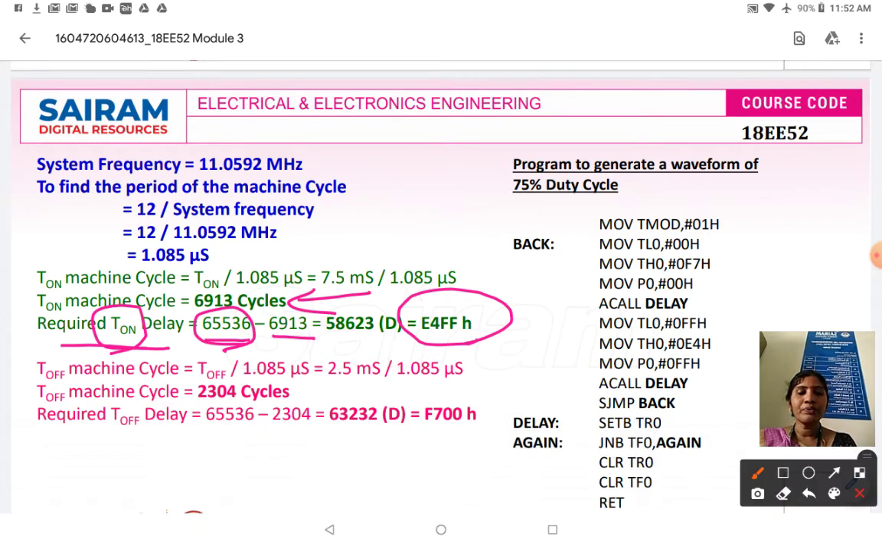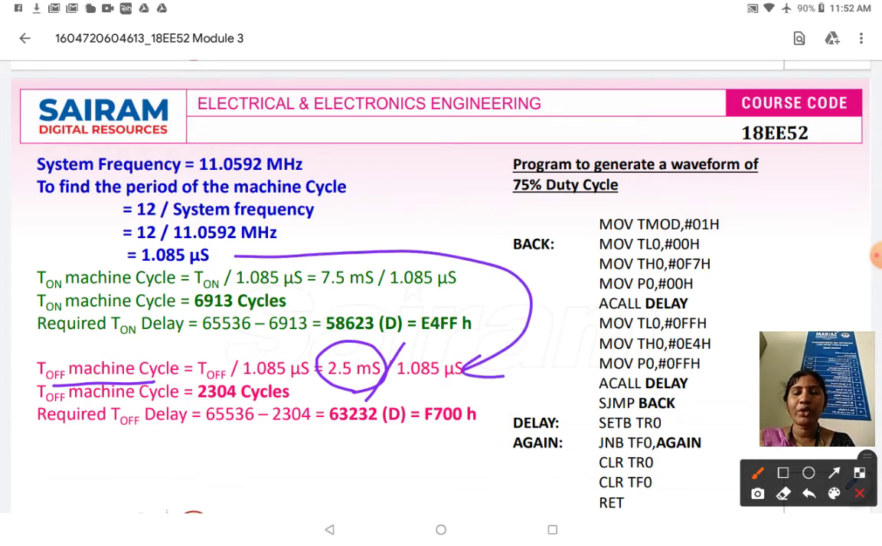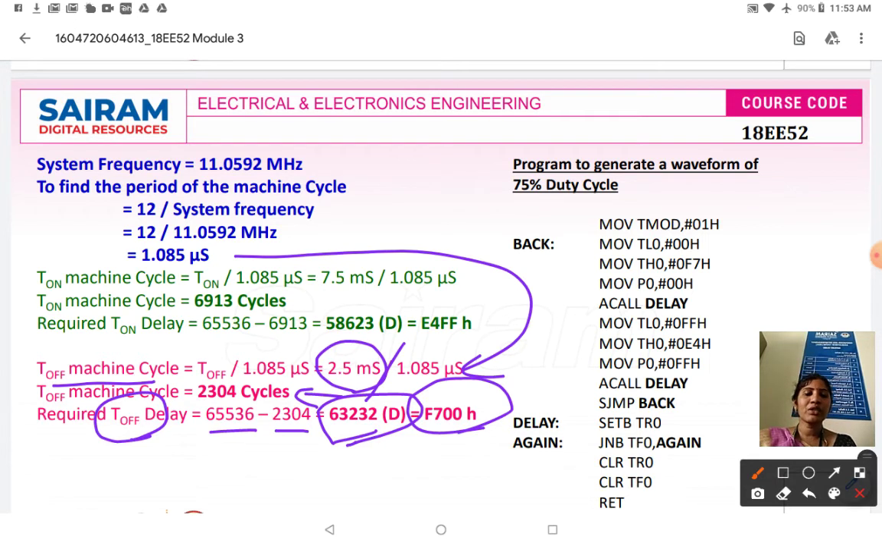Next is to identify our T off machine cycle. So the off time is going to be 2.5 milliseconds divided by the period of your machine cycle, so 1.085 microseconds. For this, when you calculate, you are getting 2305. The required T off delay is 65,536 minus 2304. You will be getting 63,232. This is your decimal value. When you find the hexadecimal, we will be getting F700.